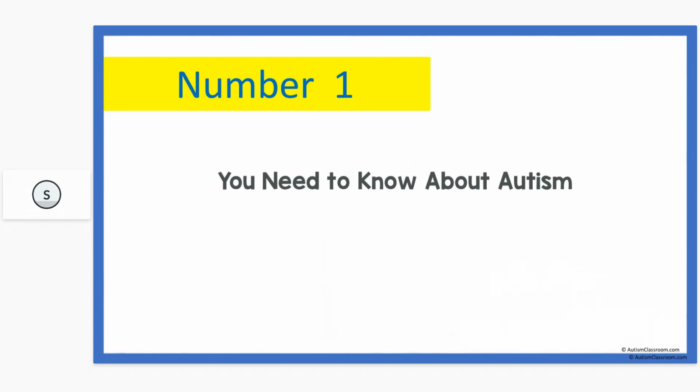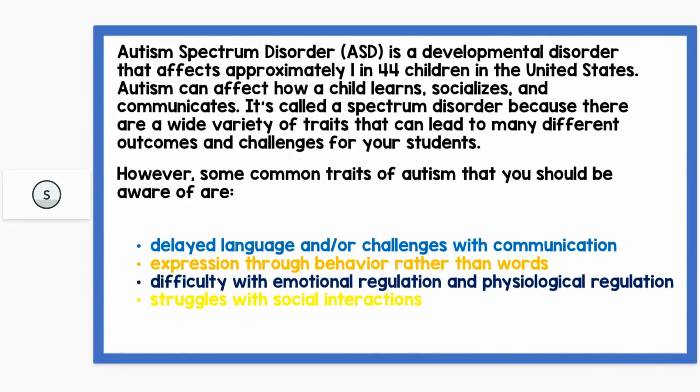So, number one, we're going to go through 12 things. You need to know about autism, of course, if you're working in an autism classroom. We know that autism spectrum disorder is a developmental disorder. The numbers change from year to year, whether it's 1 in 44 or 1 in 66. It used to be 1 in 10,000 when I first started, so those numbers have shrunk. They call it a spectrum disorder because there is a wide variety of traits you might see in students with autism, but there are some commonalities.